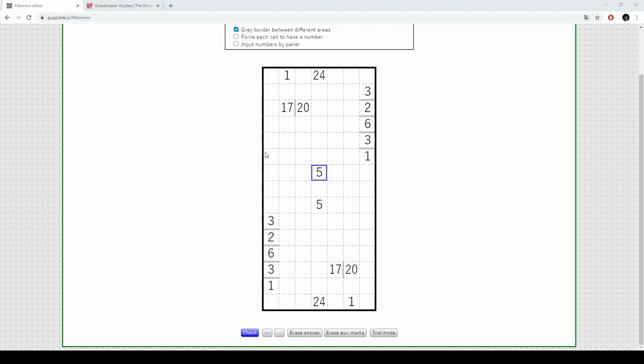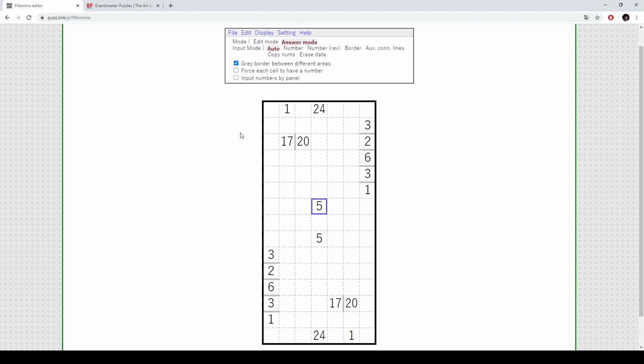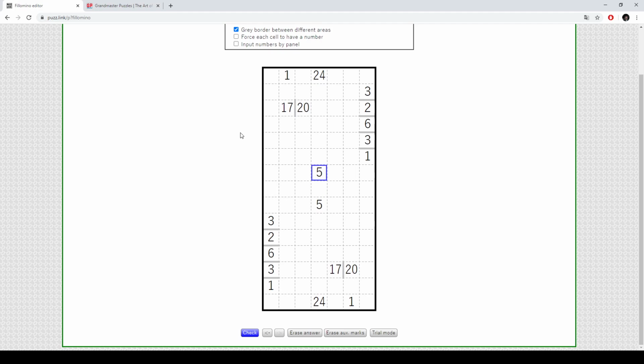This is a 4-star Fillomino. So if you've never done a Fillomino before, this is not the puzzle that I would start with, but it does have a lot of cool interactions in it that I want to talk about. So let's talk about Fillomino puzzles. Fillomino has a very simple rule set.